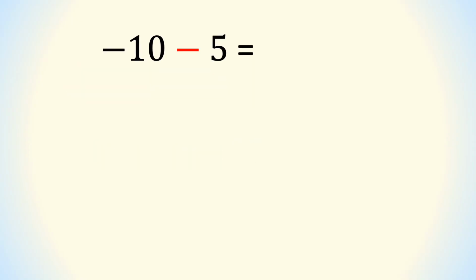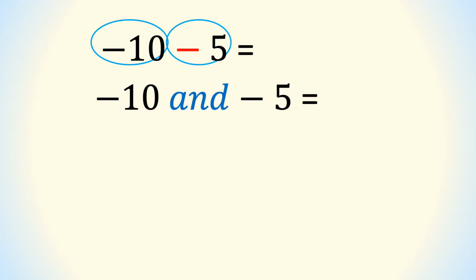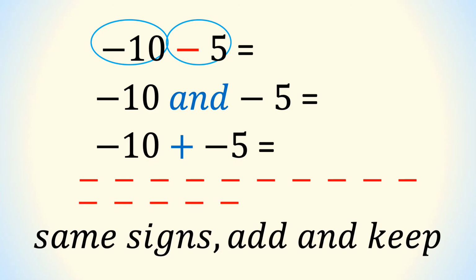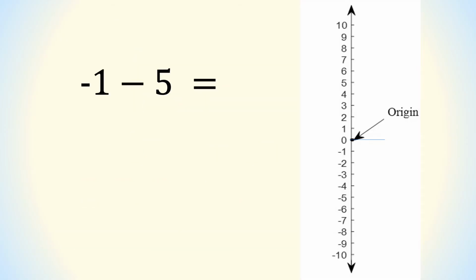Here's negative 10 minus 5. This is like saying negative 10 and negative 5. Negative 10 and negative 5, which is like negative 10 plus negative 5, or 10 negatives and 5 negatives. Same signs, add and keep. That gives us 15 negatives.